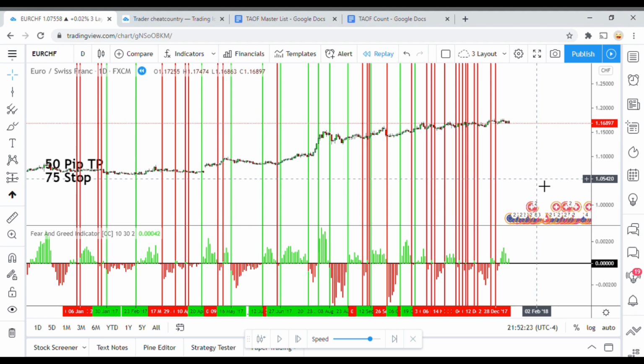Yeah, this thing was just throwing signals every which way. Just not the best of signals either. And so, unfortunately, like I said, this one's not going to make the cut. It's going to go on the no list. And yeah, we'll move on to the next indicator from here.